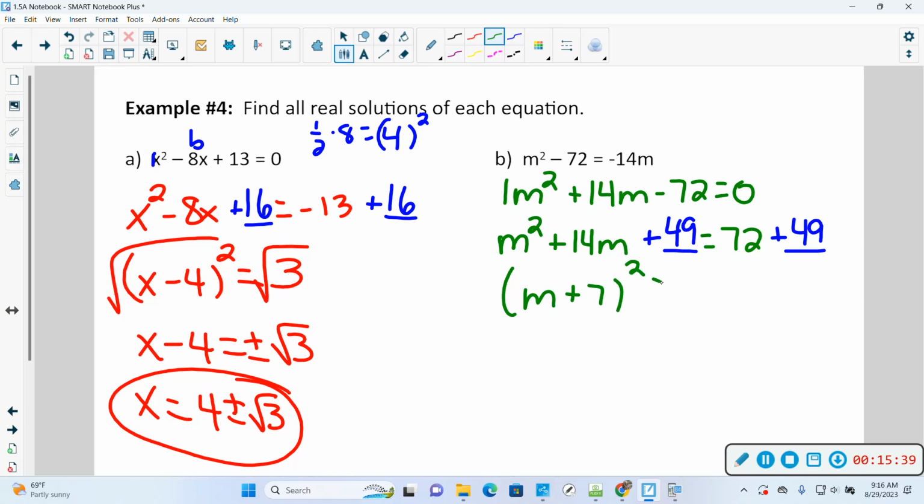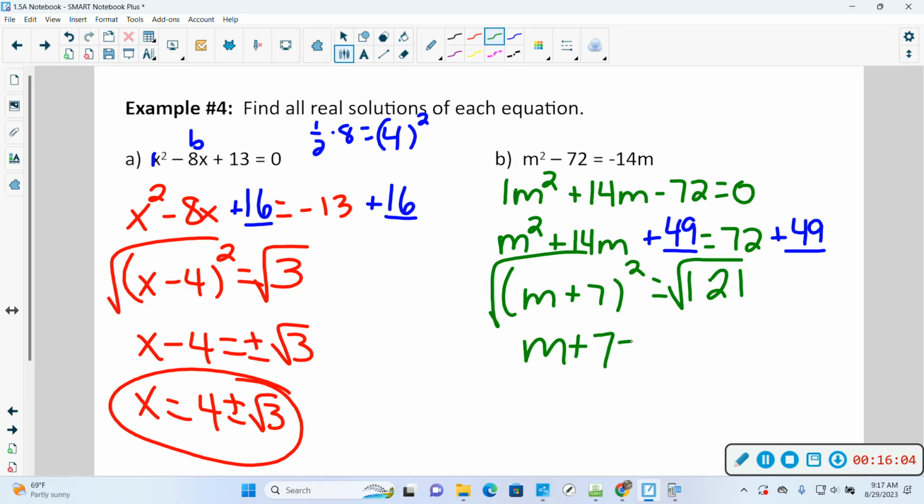I hear you guys adding up the right side. What's 72 plus 49? 121. That's kind of nice. I kind of like that. Kind of a big number, but I kind of like it. What's significant about 121? Perfect square, yeah. Okay, so this is going to be nice. Okay, root it.